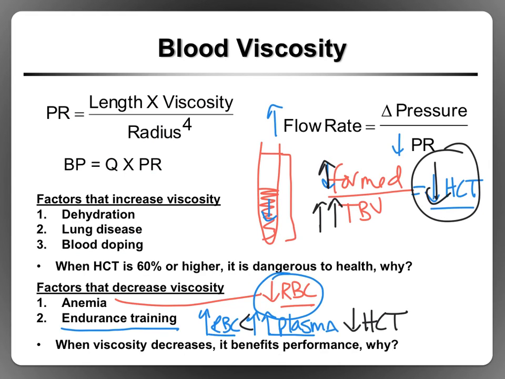Okay. Reduction in hematocrit means a reduction in peripheral resistance, which means an increase in blood flow rate. And that is going to speed the delivery of oxygen and other nutrients, and the removal of CO2 and other things that need to be removed to prevent fatigue. That is blood.